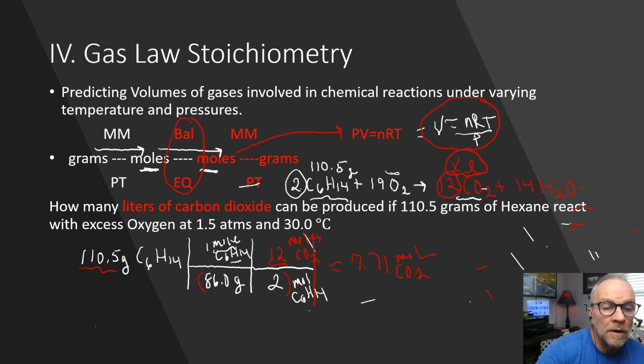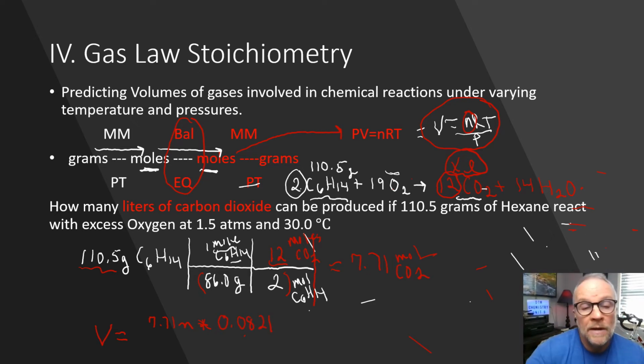So the volume here will be equal to 7.71. That's our mole amount. Our R value is 0.0821 liters atmospheres per Kelvin mole. That's our units for our R value. And then we have a temperature of 30 degrees C. And 30 degrees C plus 273, remember you have to convert that to Kelvin, will be 303 Kelvins.